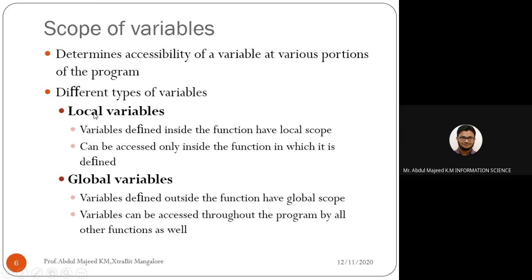So the local variable's scope is within the given function, and its lifetime is till the termination of the function. Similarly, for a global variable, the scope is till the end of the program and the lifetime is also till the end of the program. So a global variable can be used within the function as well as outside the function, whereas a local variable is used only within the function.